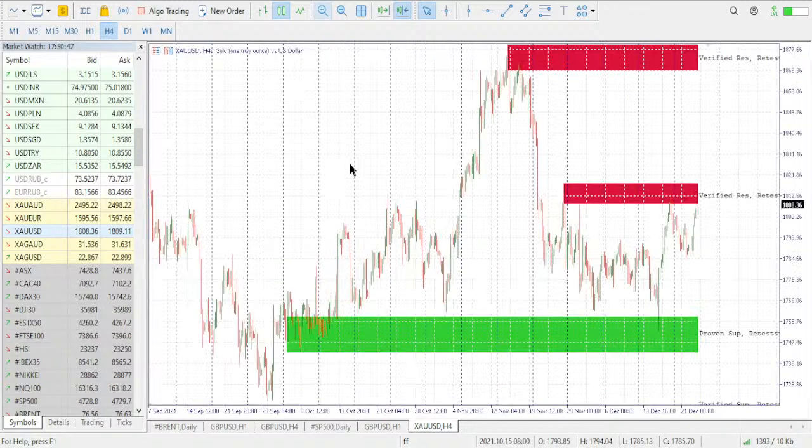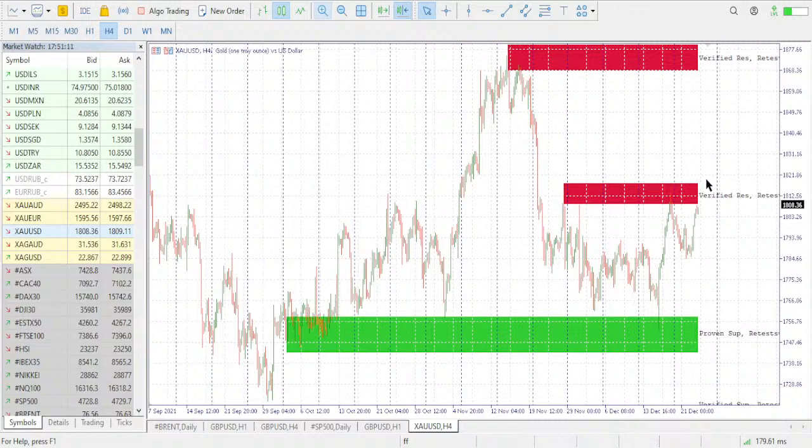So on gold, so far, the red zones, these are the key areas. We have a very good verified resistance zone here. We have the bottom of it and then the top of it. Then we have another verified resistance zone, the top, the bottom, and then the top of it. And then we have a verified support. We have the top of it and then the bottom of it.